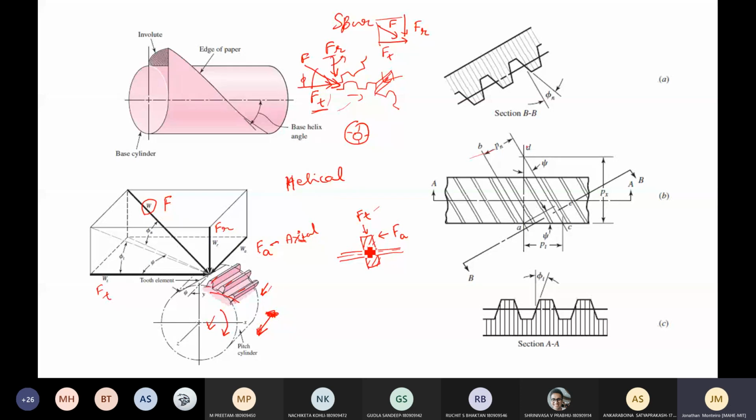Remember, this force was absent in the spur gear system. So how to counteract that force? You have to use some specific kind of bearings which will counteract that force or provide the necessary lubrication and the rotation that is necessary for this shaft. So how to do that?